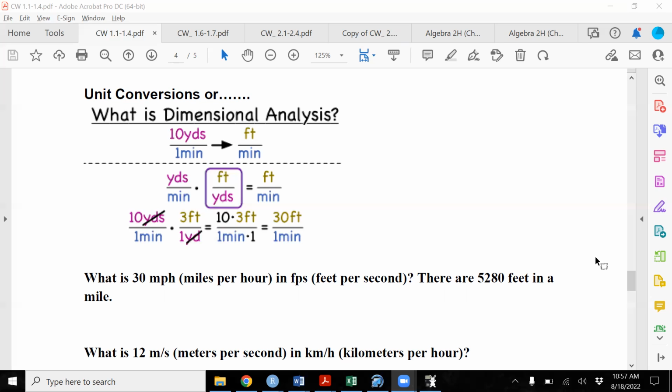But here's the question. What is 30 miles per hour in feet per second? 30 miles per hour, I can fathom what that is. Someone's driving on Valparaiso. Some people go faster, but you should be going about 30 miles per hour, right?